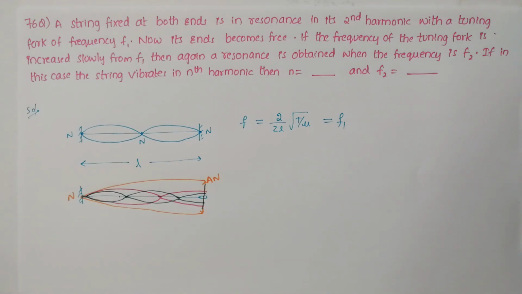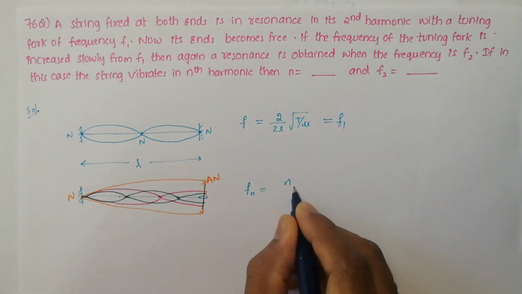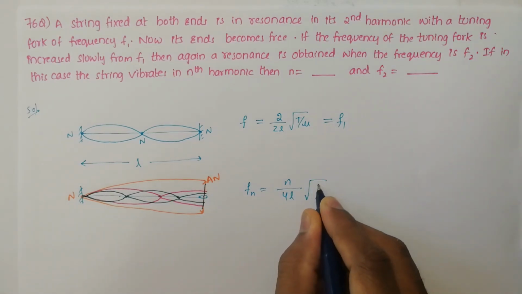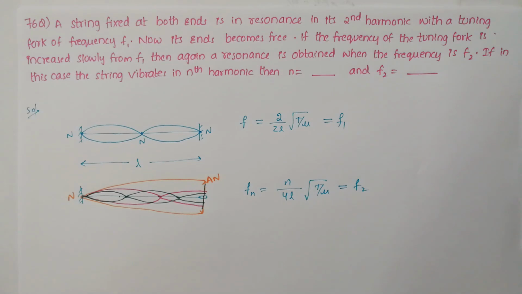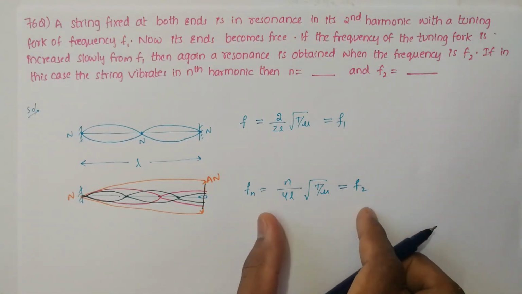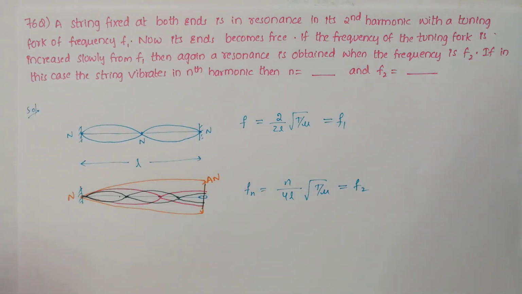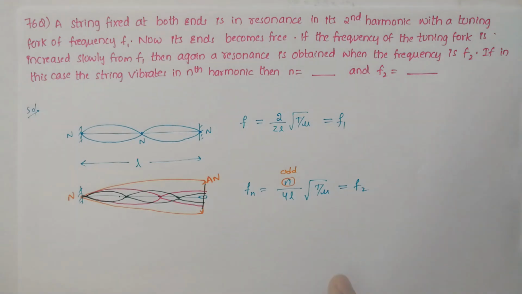Now if I write the expression for the frequency of this string, let us say it is in the nth harmonic. Fn will be n by 4L into under root T by mu. This is equal to F2. Now he is saying that when you increase F1 slowly, we should get F2. Let us write what the possible frequencies are. One thing you have to keep in mind here: n has to be odd only. This should be an odd number because in the case of a string fixed at one end and free at the other end, only odd harmonics are possible.